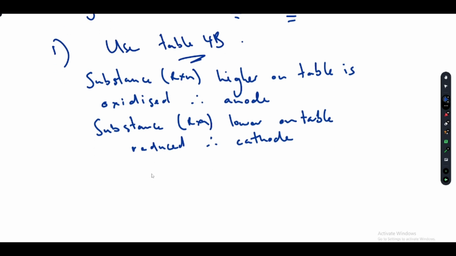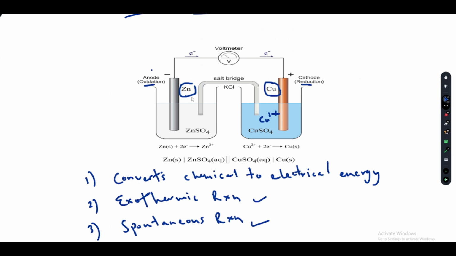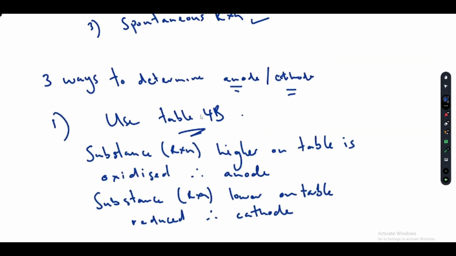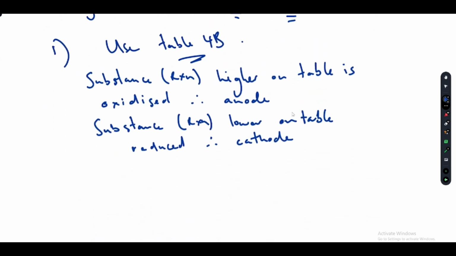However, what happens if one of these metals is not given to us as zinc? Let's say they just say to us in the question, that's metal X. If it's given to us as metal X, we can't use the table. I mean, what is X? It could be anything. So we must be given further information. And the information that we will be given is in one of two parts. Number one, we will be given the observations.